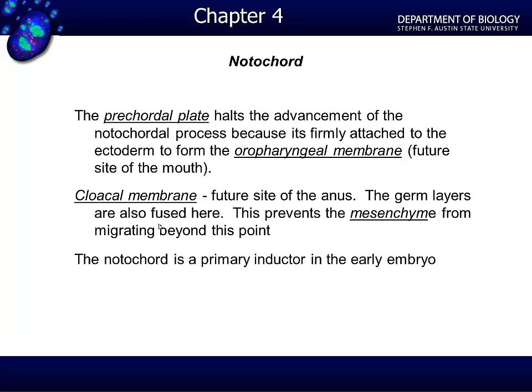Now, as the notochord continues to form, it's going to be a major inductive factor in the embryo, and it's going to be the notochord that is going to induce the overlying ectoderm to undergo neurulation and formation of our central nervous system. So the notochord, not only is it structural, but it's going to induce the major aspect of our central nervous system to begin to form in the appropriate location. So it's a primary inductive tissue in the early embryo.